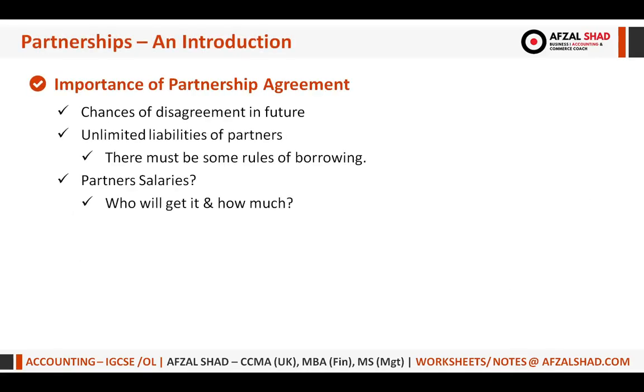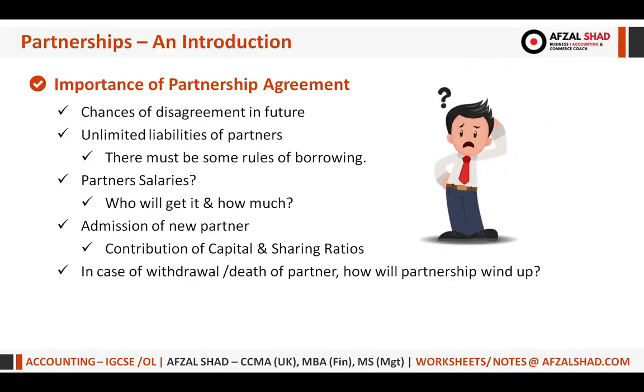Moving on to the next part, that is the importance of a partnership agreement. Why are we going for an agreement? Why is it necessary? Because of the chances of disagreement in future. You have invested your amount, I have invested my amount. Let's suppose in future we have some conflict or disagreement and you want to split up. How will you split up? How much portion of the profit are you going to get at that point?